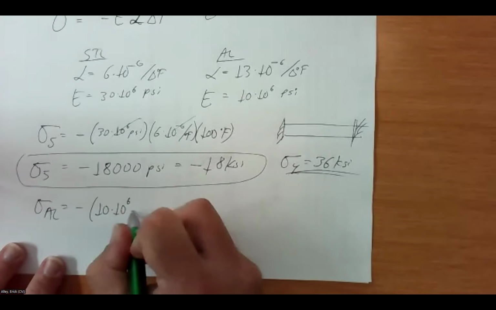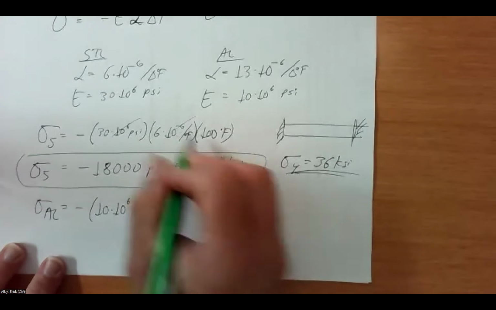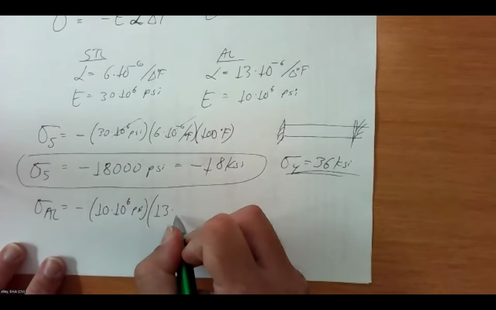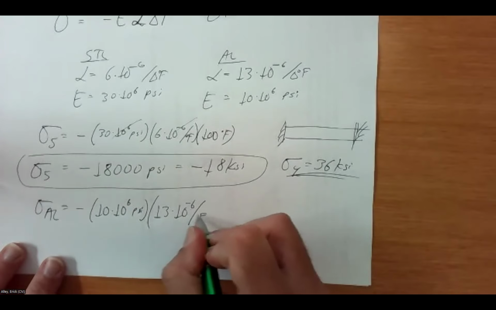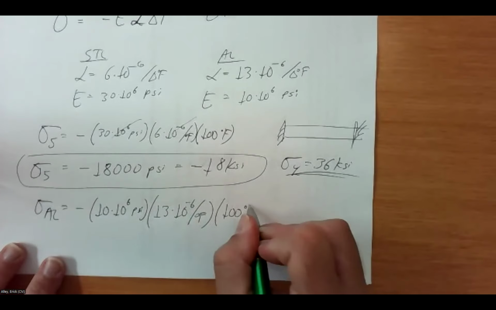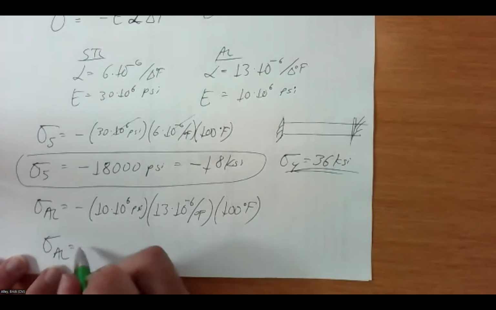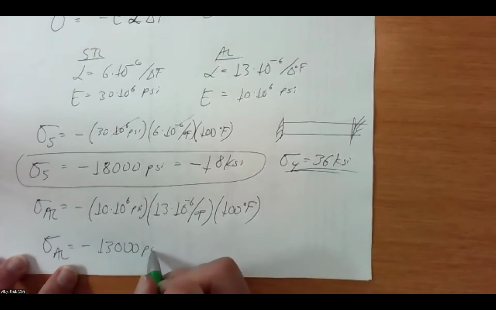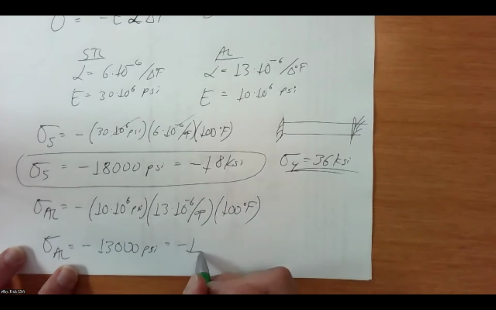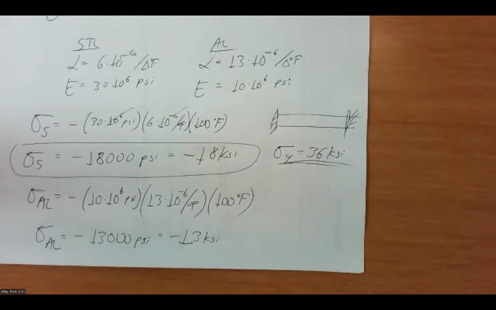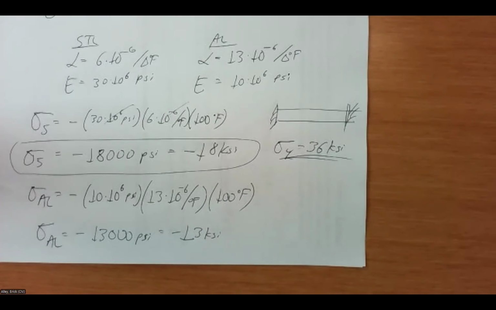Now let's take a look at the aluminum one. It has a smaller modulus, so that's working for us. But we've got a bigger expansion coefficient, and that's working against us: 13 times 10 to the minus 6 per degree. And then I also have that 100 degrees temperature change. So I get 130, add 2 zeros to it, and I get 13,000 PSI for the aluminum one, or 13 KSI. For soft aluminum, that's untreated aluminum, you might be up close to half of that yield stress. It's probably about a third of the yield for some of the tempered and heat-treated aluminums. But these are really big numbers from just a small temperature change.